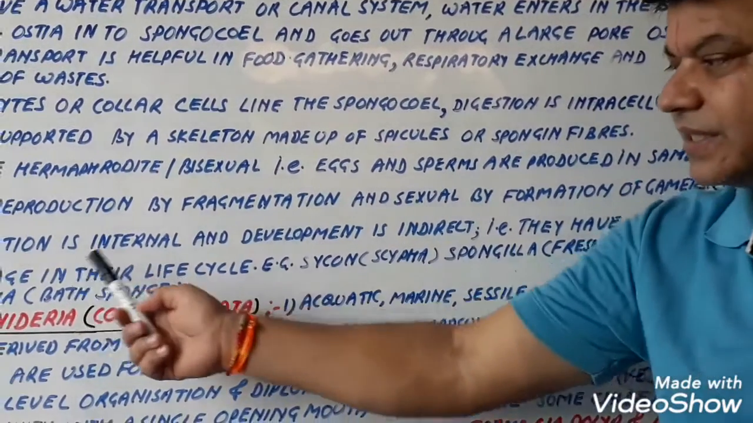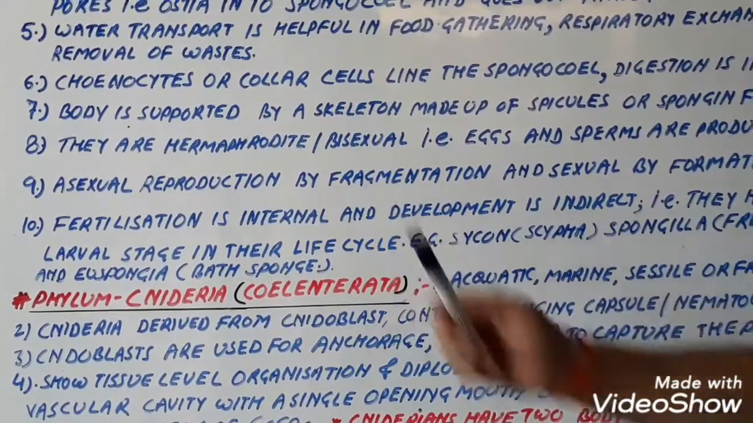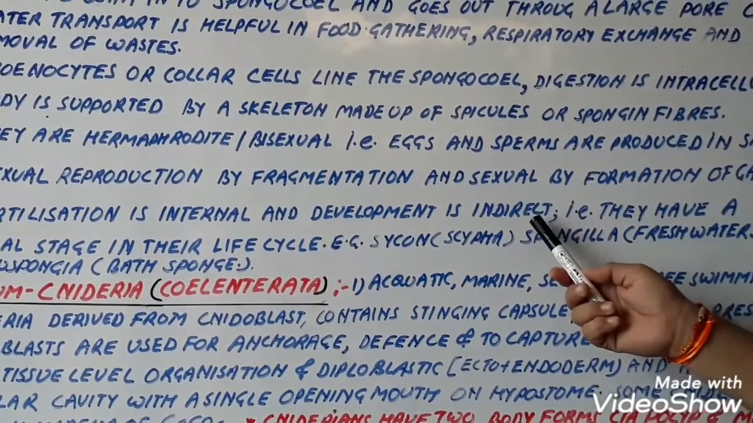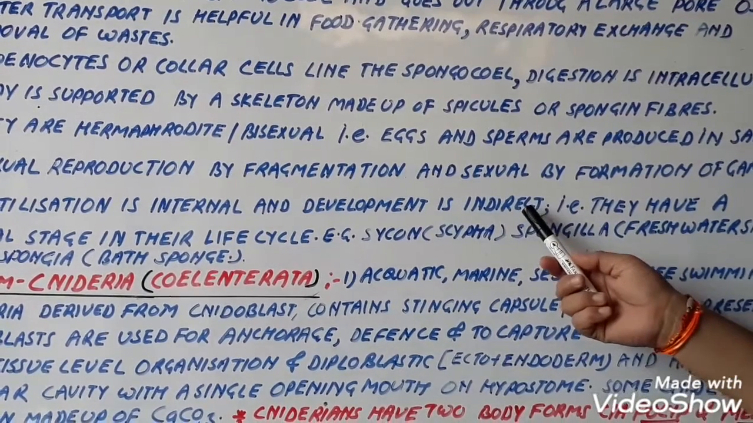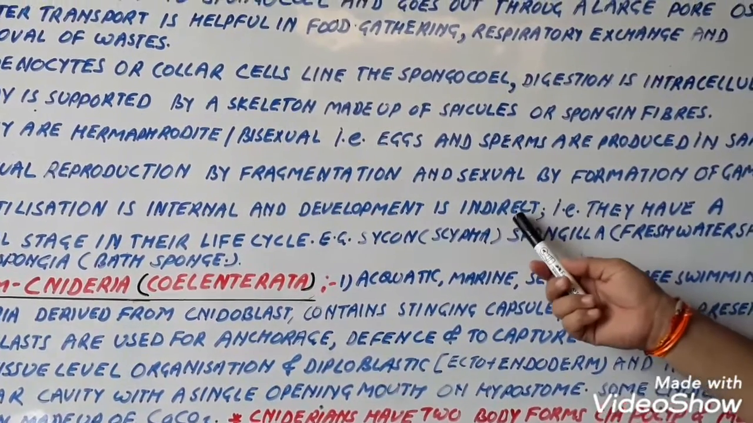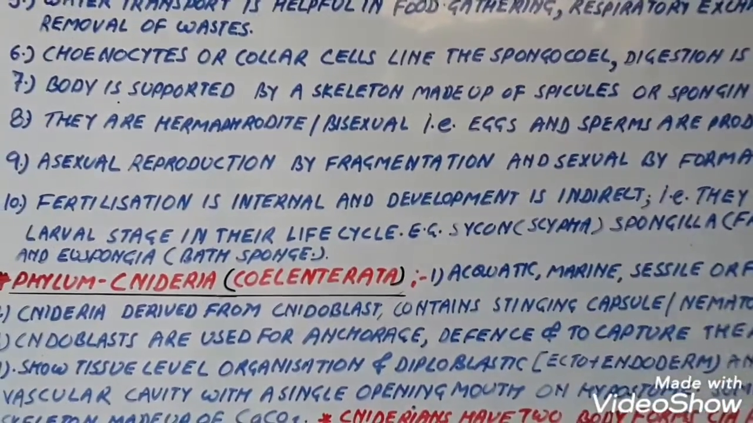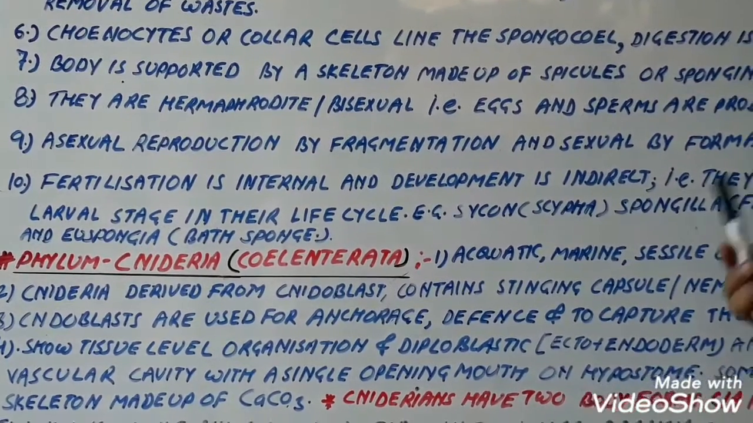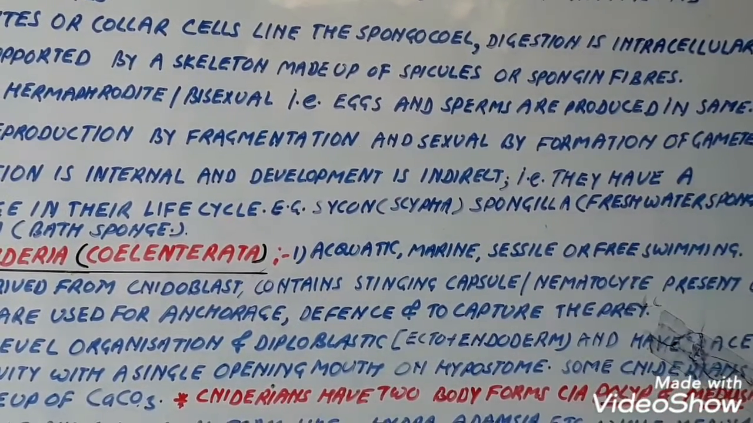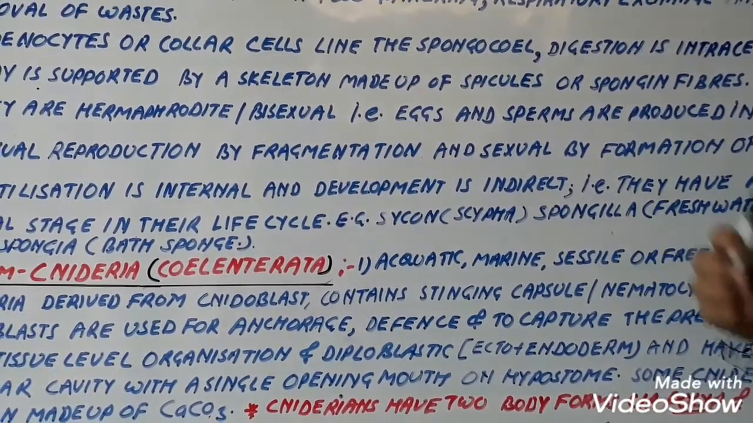Now fertilization is internal, that is, fertilization takes place inside the body of the organism, and development is indirect. This is a very important one, that is, there is a larval stage in their life cycle. We can say that larvae are the intermediate stage between the zygote and the adult form, or the newborn individual.